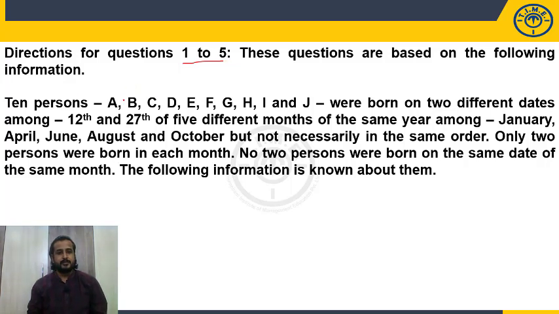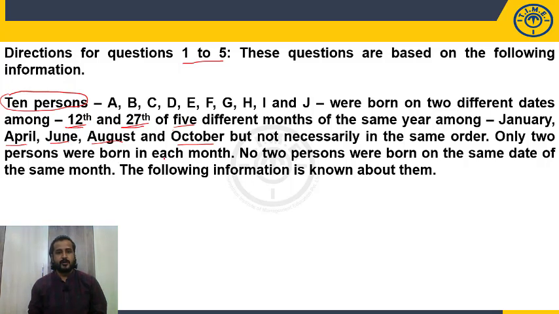Now, 10 persons A, B, C, D, E, F, G, H, I, J were born on 2 different dates among 12th and 27th of 5 different months of the same year among January, April, June, August and October, but not necessarily in the same order. How many persons are given? 10 persons. They were born in 5 different months, and in each month they given how many dates? 2 dates, 12th and 27th.